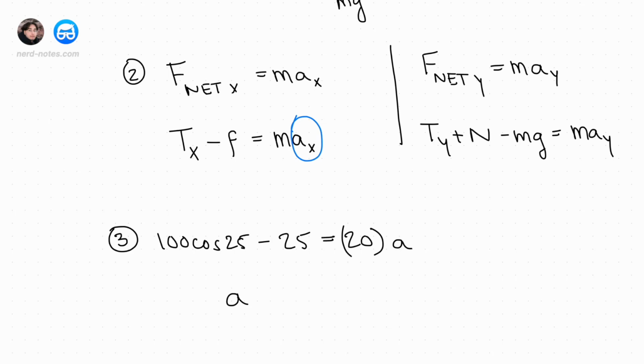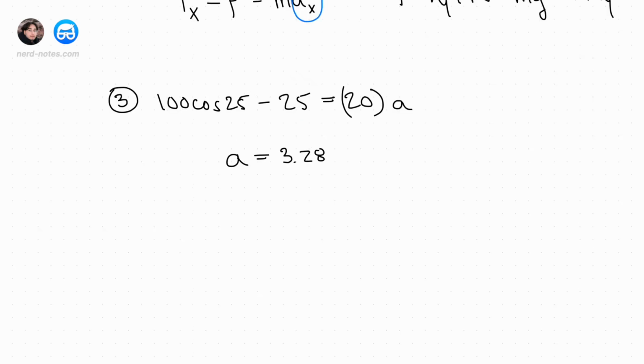Okay, and then you can go ahead and plug this into your calculator and solve for a, and you're going to get 3.28, and that's going to have a unit of meters per second squared because it's an acceleration.